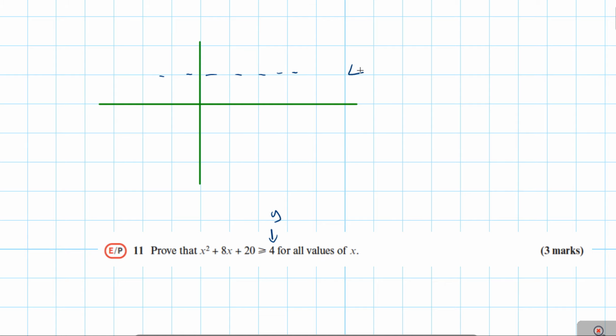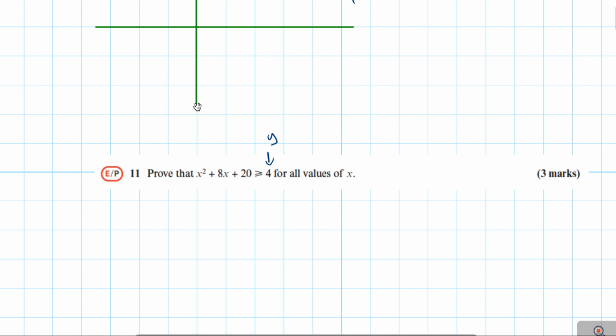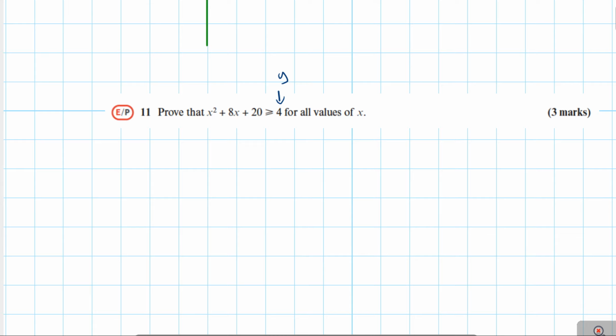So it would imply that somewhere along, we don't exactly know where the turning point is at this stage, the curve looks something like that along the line. So its minimum point occurs at y equals 4. To prove that, we can find what the minimum point is. To do that, we're going to complete the square.